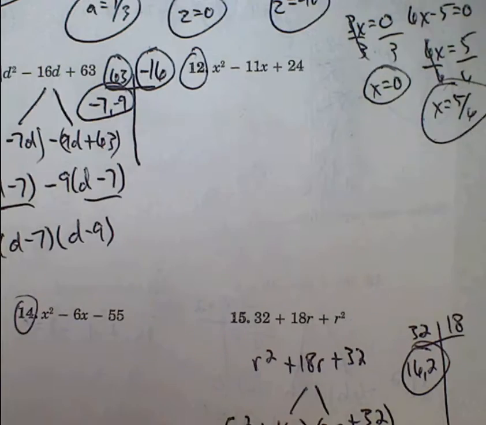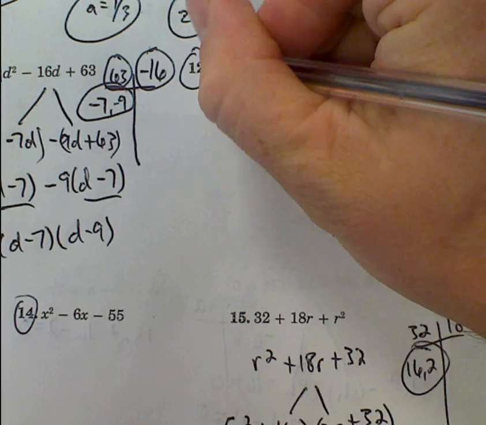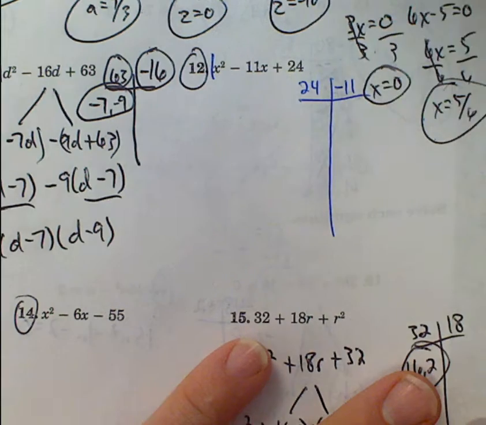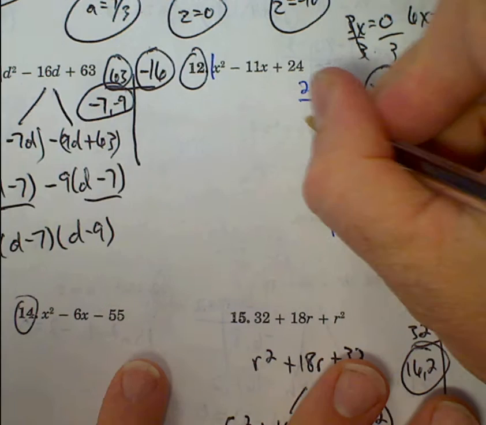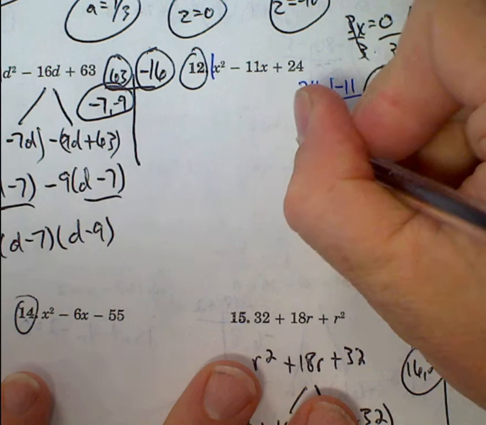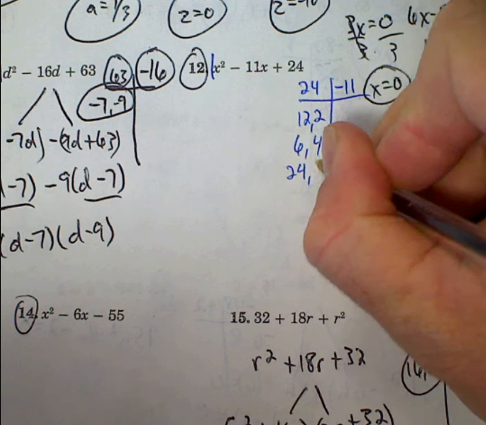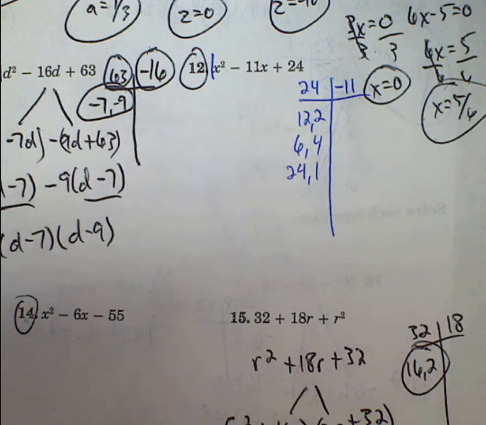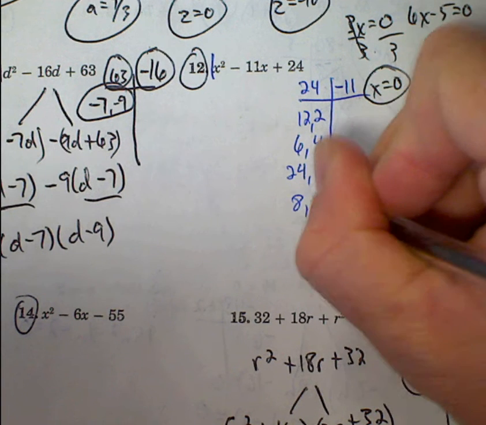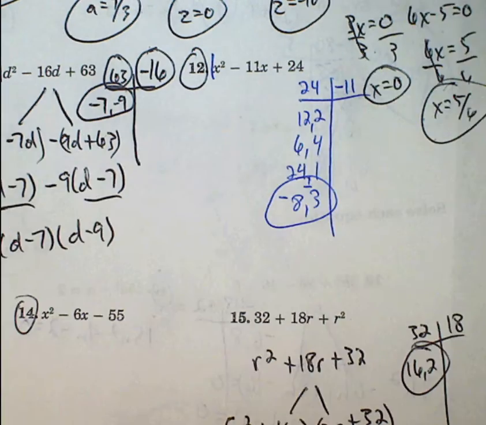Number 12. I can't take anything out. It's a quadratic, so I need to use the t-chart. 1 times 24 is 24. Middle term is negative 11. So I could have 12 and 2, but that doesn't work. I can try 6 and 4. That doesn't work. 24 and 1, that doesn't work. 6 and 4. 8 and 3. Negative 8, negative 3 would give me the negative 11.